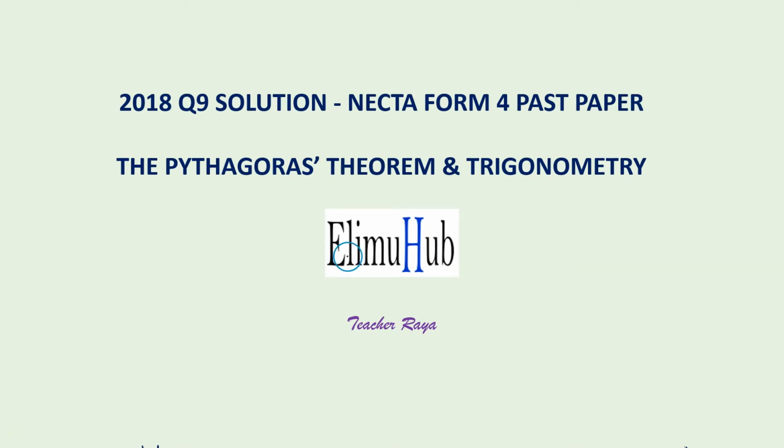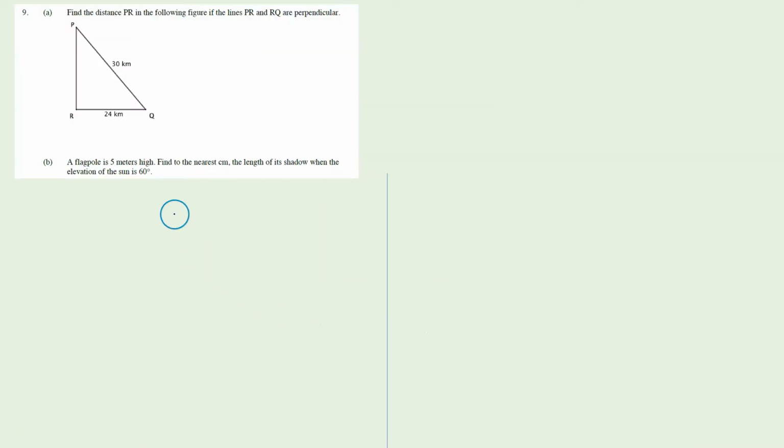I'm going to solve question 9 from NECTA Form 4 2018 past paper. The topics for this question are Pythagoras theorem and trigonometry. So we are told for 9a, find the distance PR, which is this one here, in the following figure, if the lines PR, so that's PR, and RQ, it's this one here, are perpendicular.